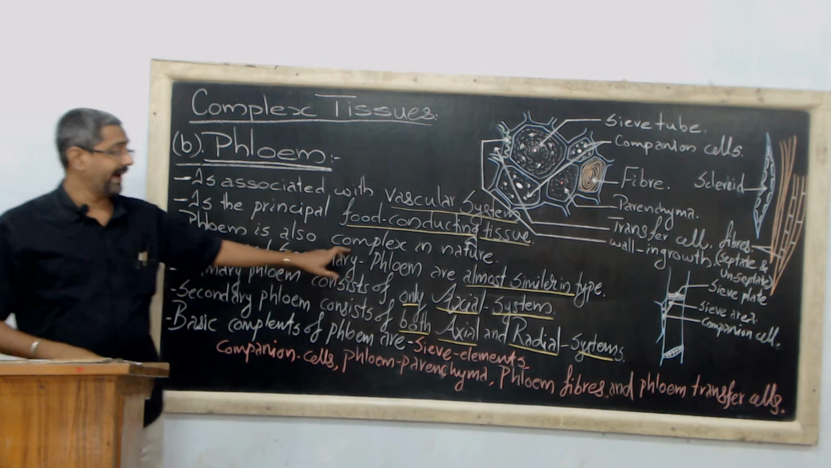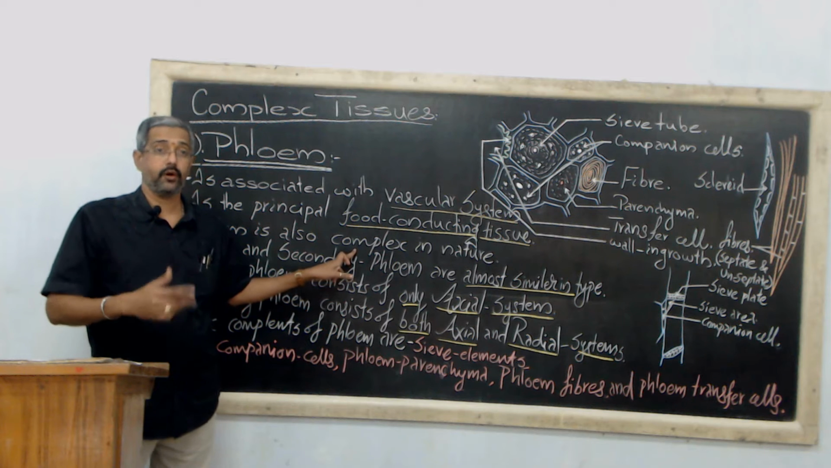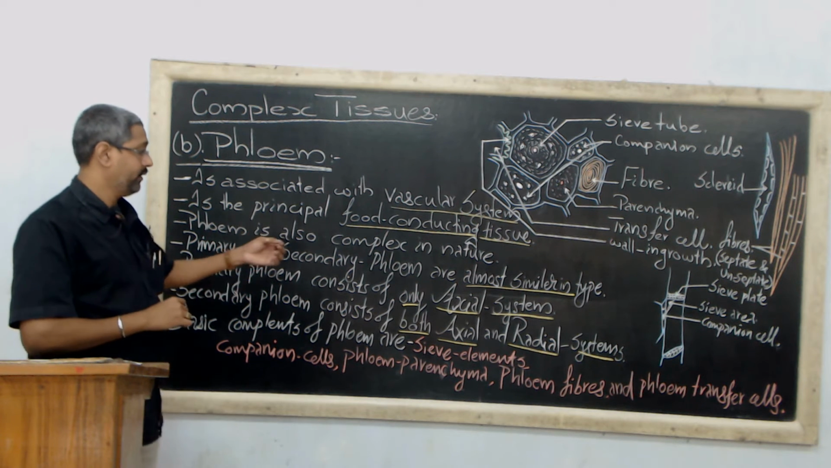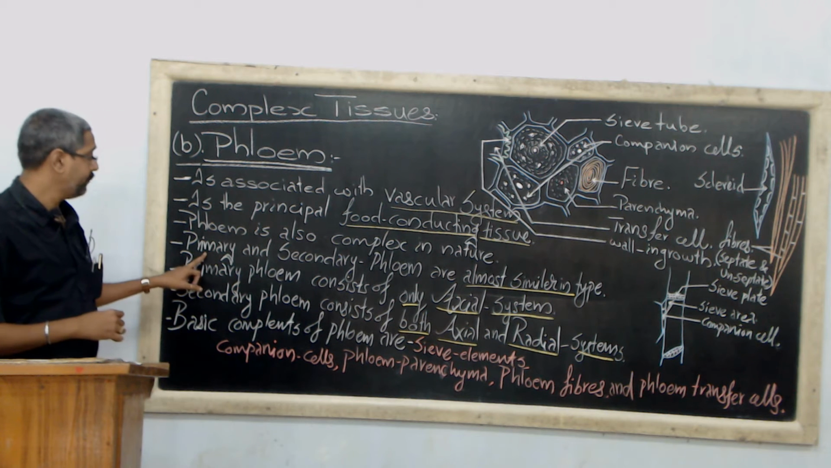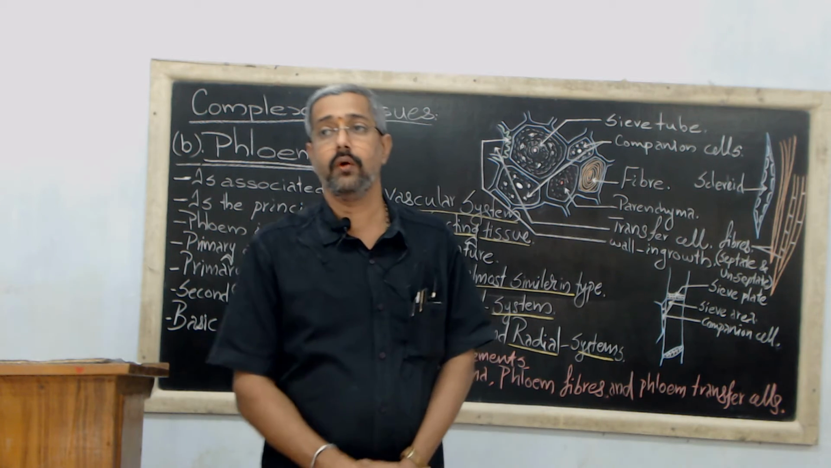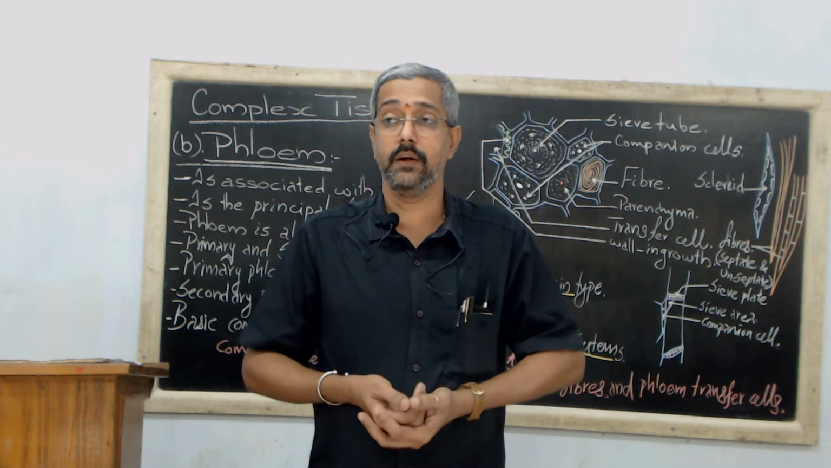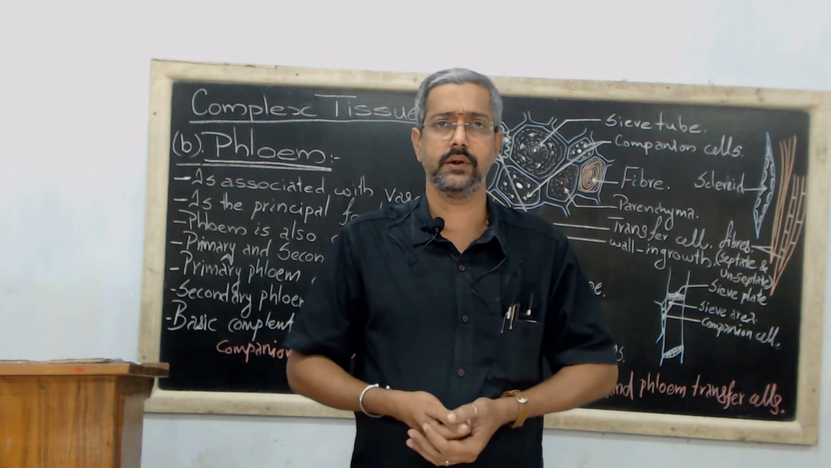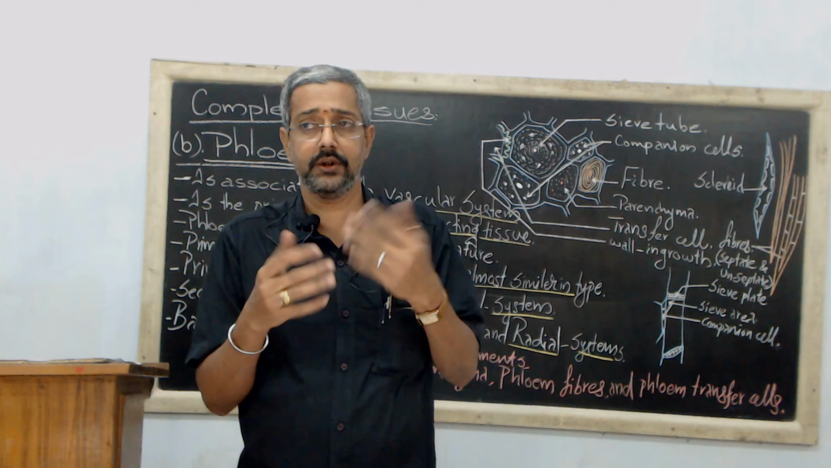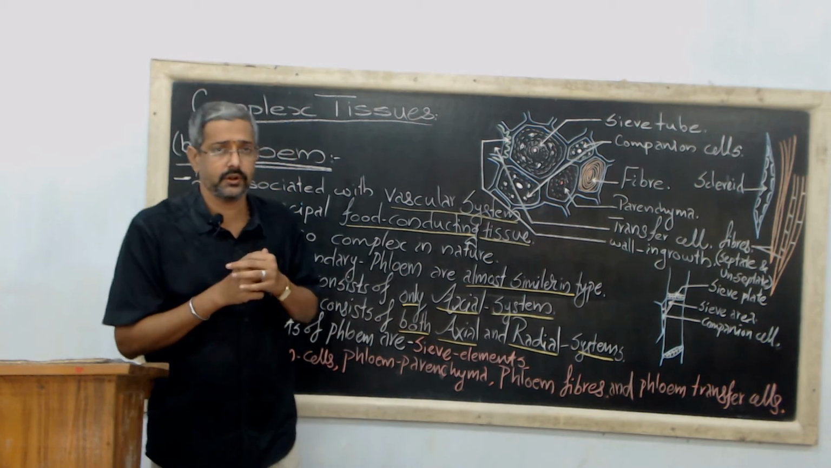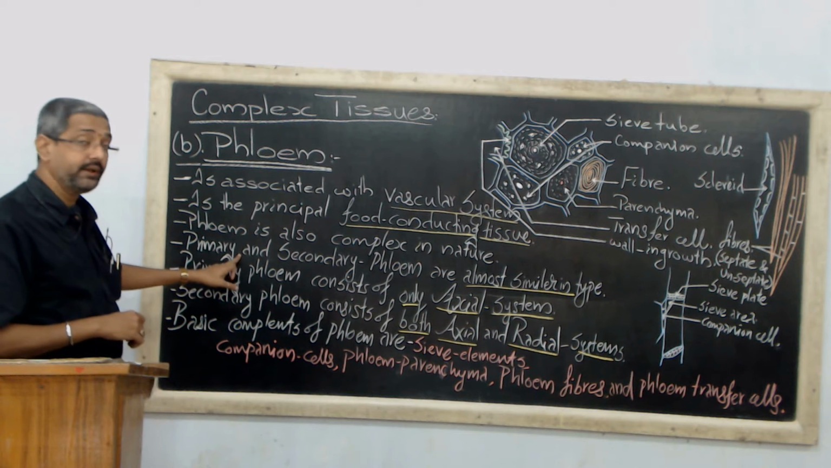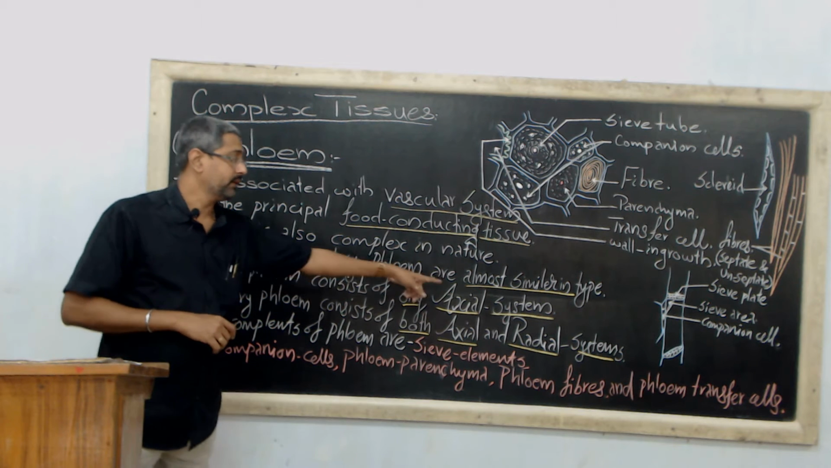And here phloem is also complex in nature. Not only xylem, but phloem is also complex, because of the differentiation of materials seen in the phloem elements. Primary and secondary phloem are almost similar in type. In the case of xylem, the primary xylem and secondary xylem are entirely different. In primary xylem, the elements show minimum differentiation, but in secondary xylem, differentiation is wider. But in phloem, whether in the primary or secondary structure, it is almost similar in type.